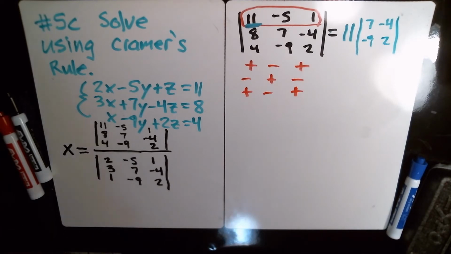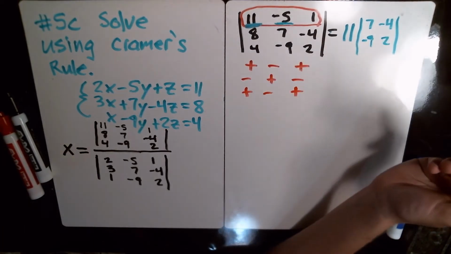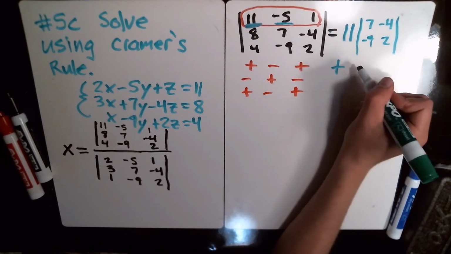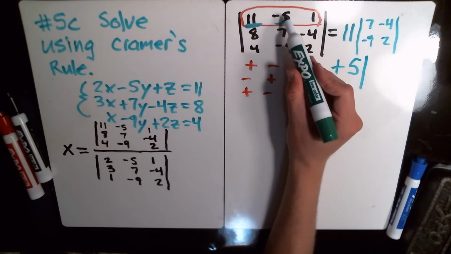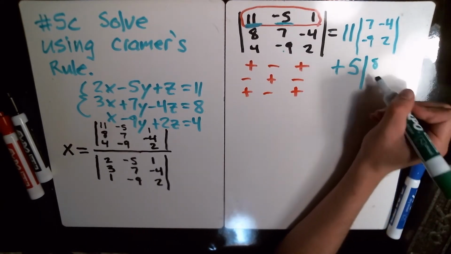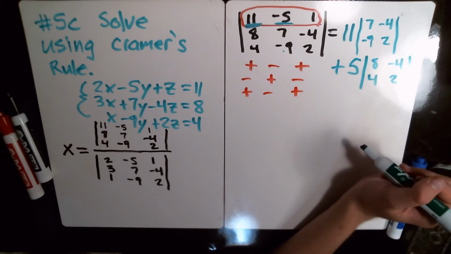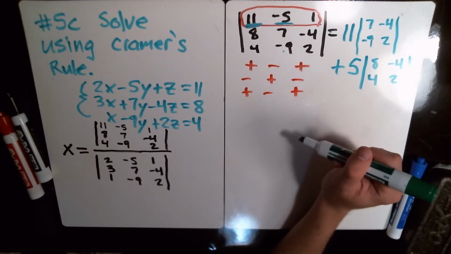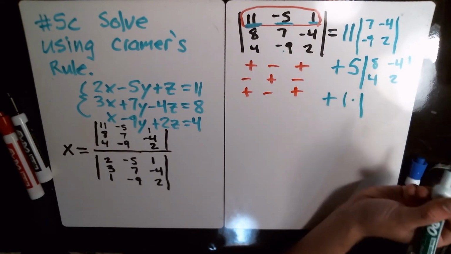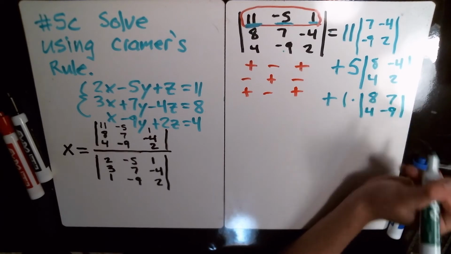But wait, there's more. Next, we move on to this position, working along this row. It's at a minus position, so I'm going to minus negative 5, or in other words, plus 5 times the determinant of, when I cross out this column and this row, 8, 4, negative 4, and 2. And then lastly, I'm right here, which is at a positive position. So again, it's plus 1 times the smaller determinant with that row and column crossed out.